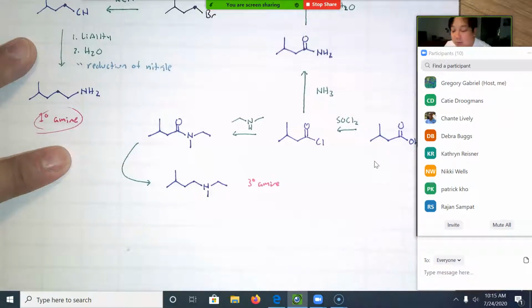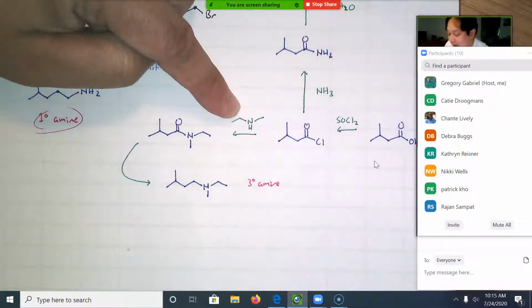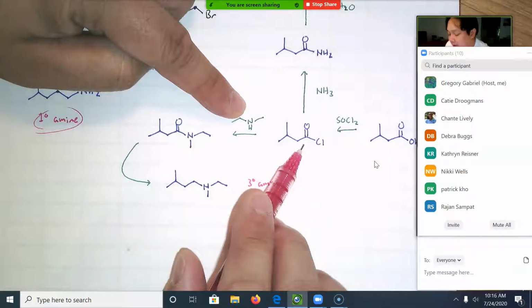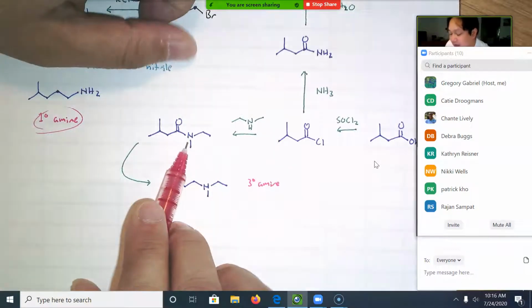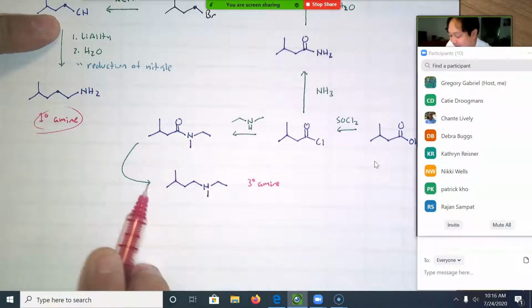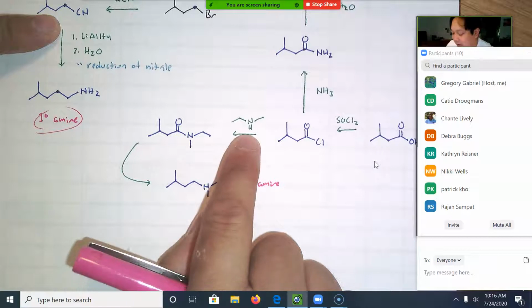If I wanted a secondary amine, I would have reacted it with a primary amine. And then when I react this acid chloride with a primary amine, I would get a secondary amide. And then when I reduce the secondary amide, I get the secondary amine. But here I reacted with a secondary amine to make the tertiary amine.